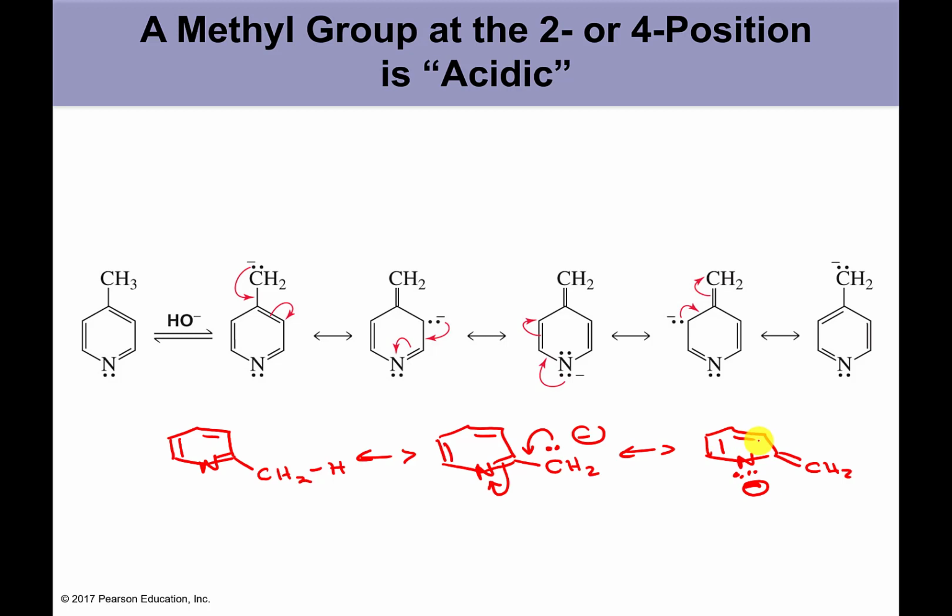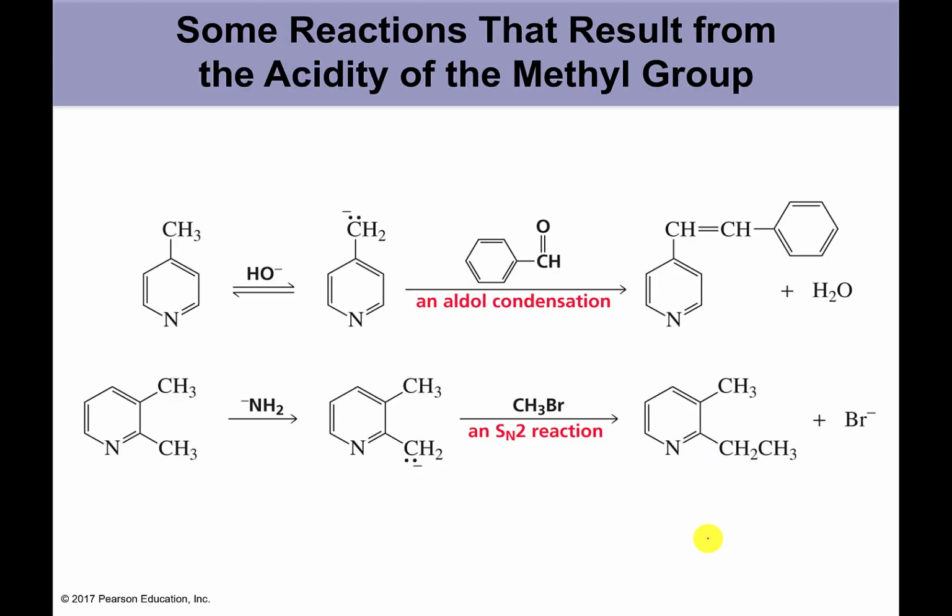So here's the thing. When you can do this, one, it acts like an enolate, but it could also act as a nucleophile. Okay, so here's examples of each of those behaviors. This is an alkyl substituted pyridine in an aldol condensation type reaction.